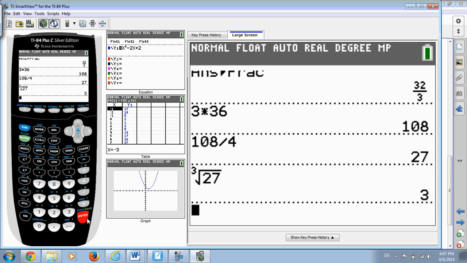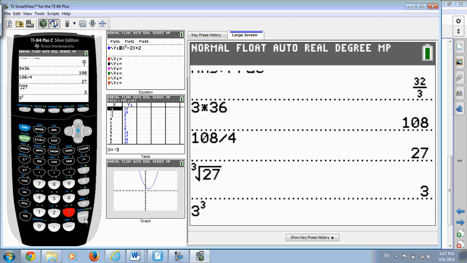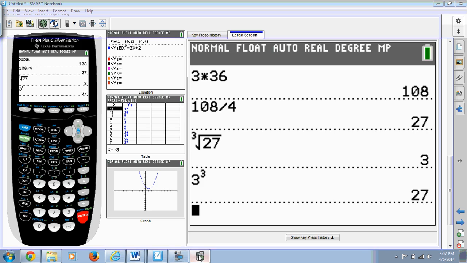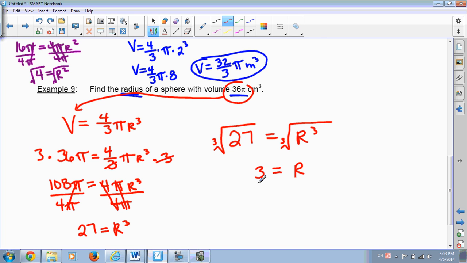press enter, is 3. So what this is saying is the cube root of 27, it's saying that if we were to cube 3, it would be 27, which we checked and it is. So it's saying what times itself 3 times would equal 27, and the answer is 3. So our radius from this problem is 3 centimeters. All right, and we will finish the rest of this in class tomorrow.